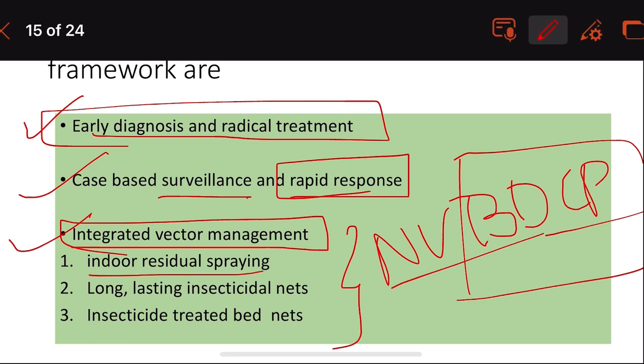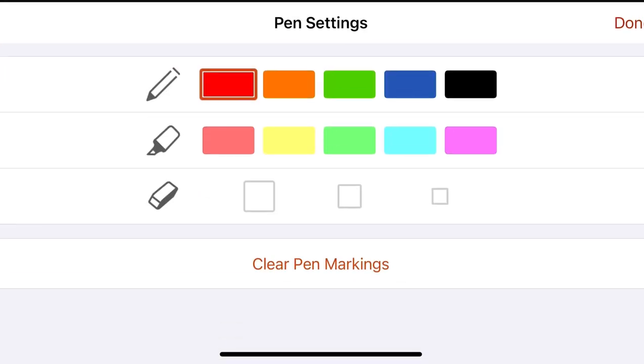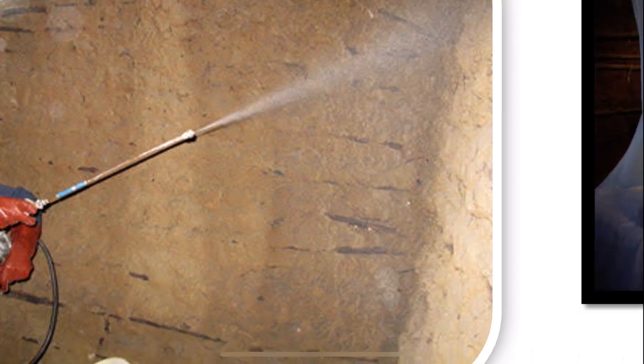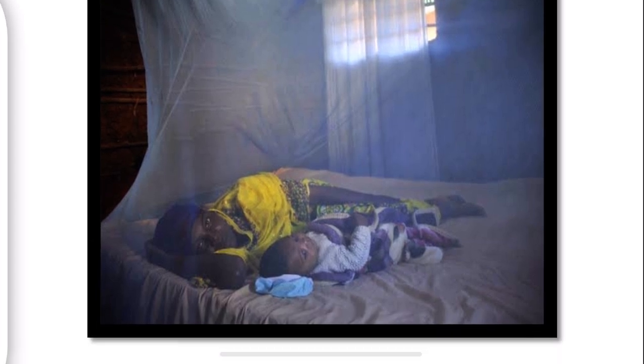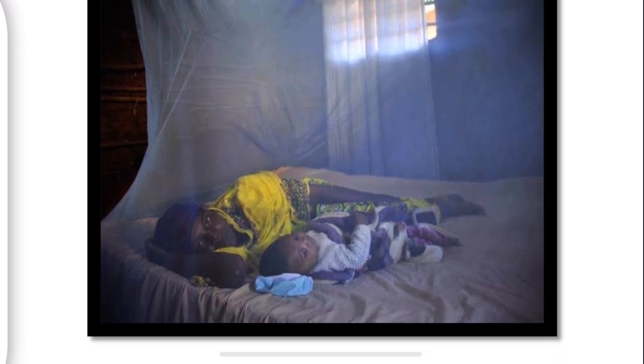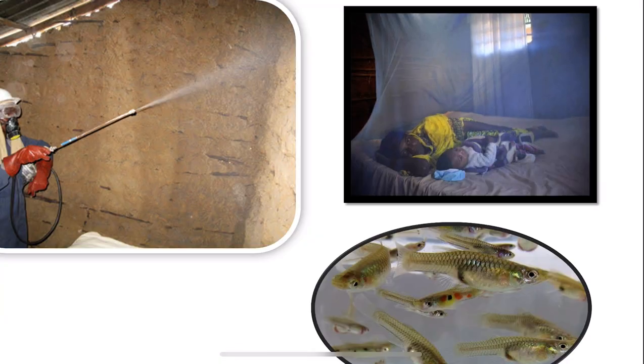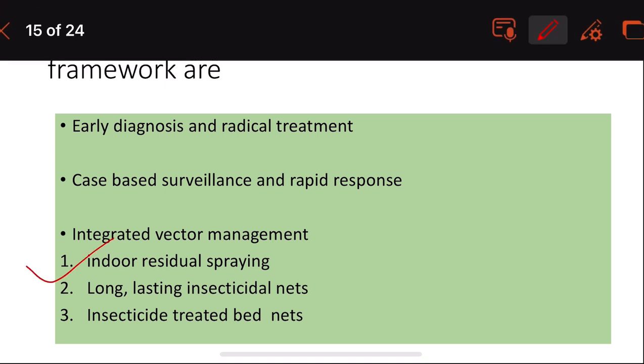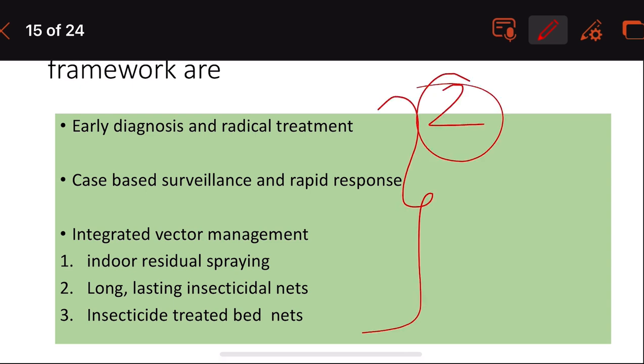How do we do it? By indoor residual spraying, long-lasting insecticidal nets, and insecticide-treated bed nets. You can see here in the picture, indoor residual spraying and then insecticide-treated bed nets, or we also have long-lasting insecticidal nets. We also studied the larvivorous fish. For the broad strategies you can mention the residual spraying and the nets. Very simple. This is the second point of the strategy, the broad strategy for the malaria elimination framework.